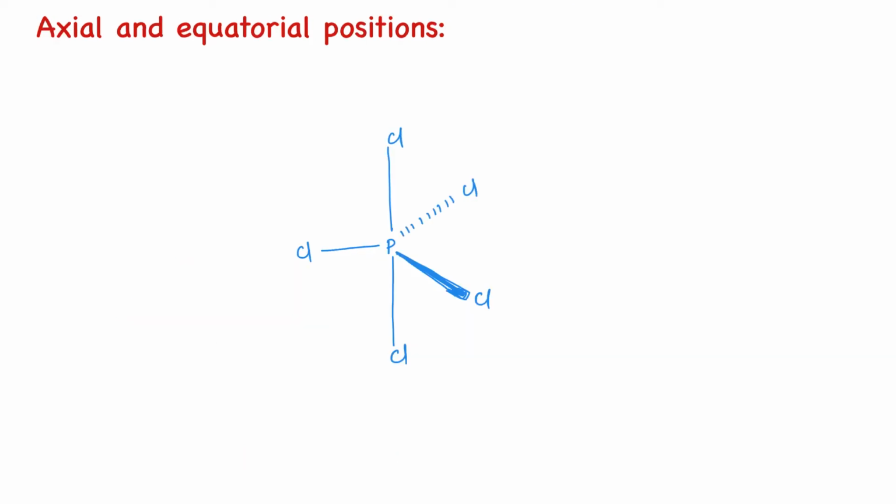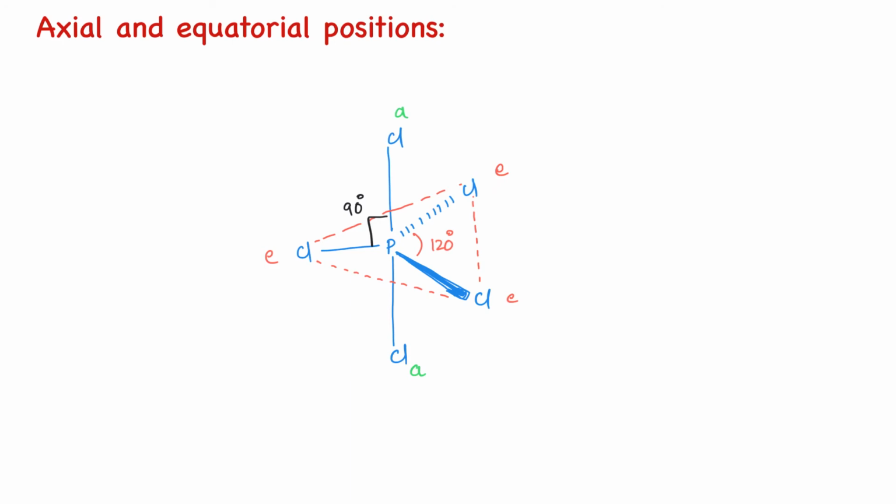The AX5 type molecule has 2 different spatial positions, axial and equatorial. The equatorial positions are on the plane of the triangle, while the axial positions are above and below the plane of the triangle. The angle between 2 equatorial positions is 120 degrees, and the bond angle between an axial position and an equatorial position is 90 degrees.